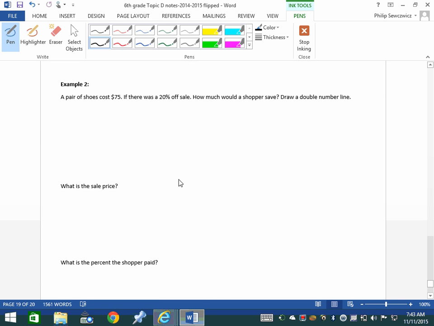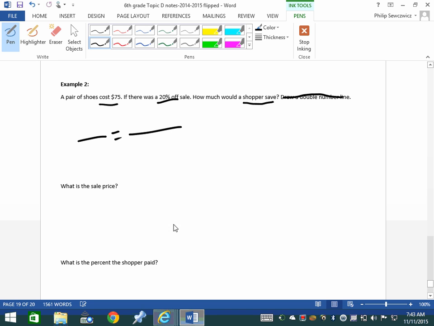All right, so example number 2. You've got a pair of shoes that cost $75, 20% off for sale. How much would the shopper save? Because they're asking for saving, we can get rid of the double number line. For saving, I know I'm trying to find their discount. Let's get it put together here.